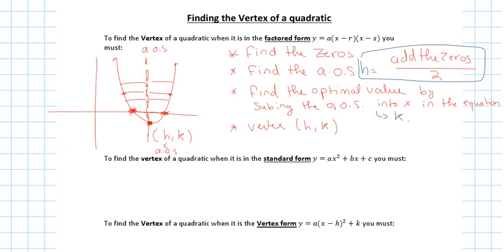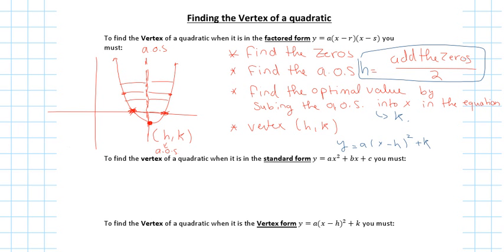Does that make sense to you? Now, when I have h and k, I can write my vertex form, no? Because my vertex form is y equals a(x minus h) squared plus k, right? So I already have h and k, and guess what?